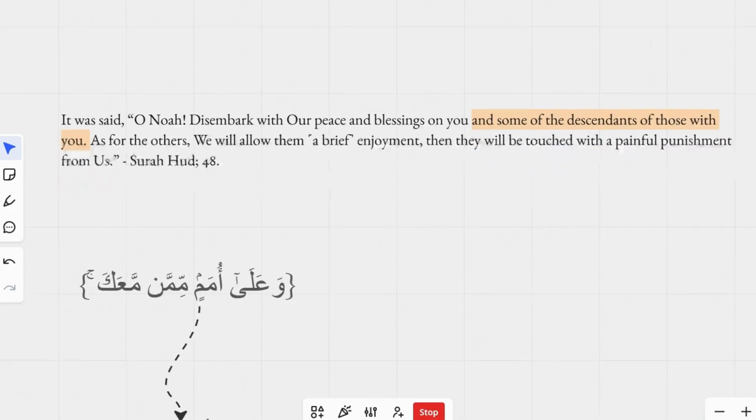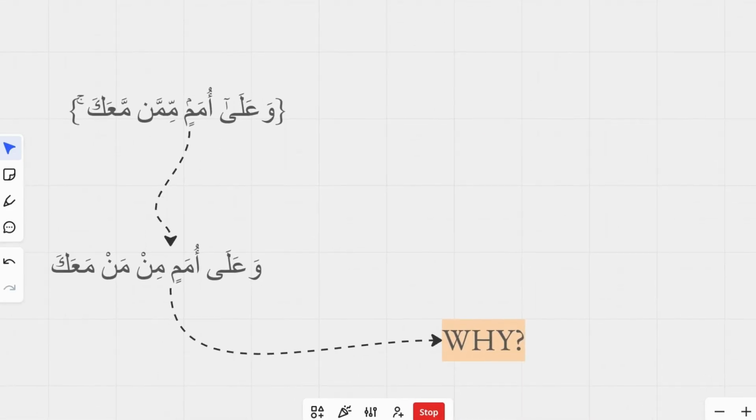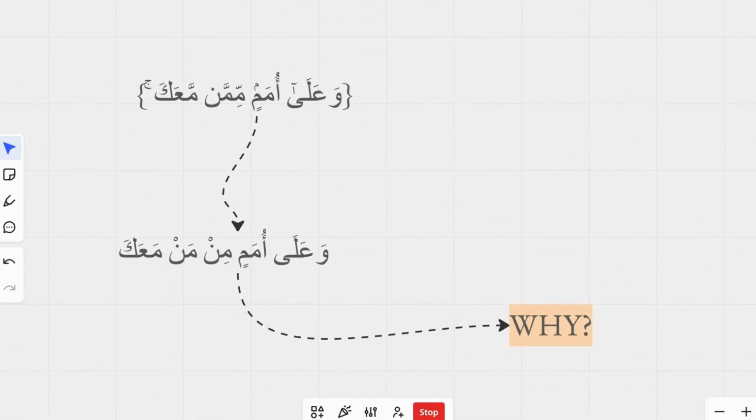Now, the highlighted part is basically this specific part in Arabic: وَعَلَى أُمَمٍ مِّمَّن مَّعَكَ. Those who are familiar with أحكام التجويد, the rules of tajweed, are going to notice الغنن, there are a lot of meems and a lot of nasalization in this specific verse. So that's why I wanted to stop on it.